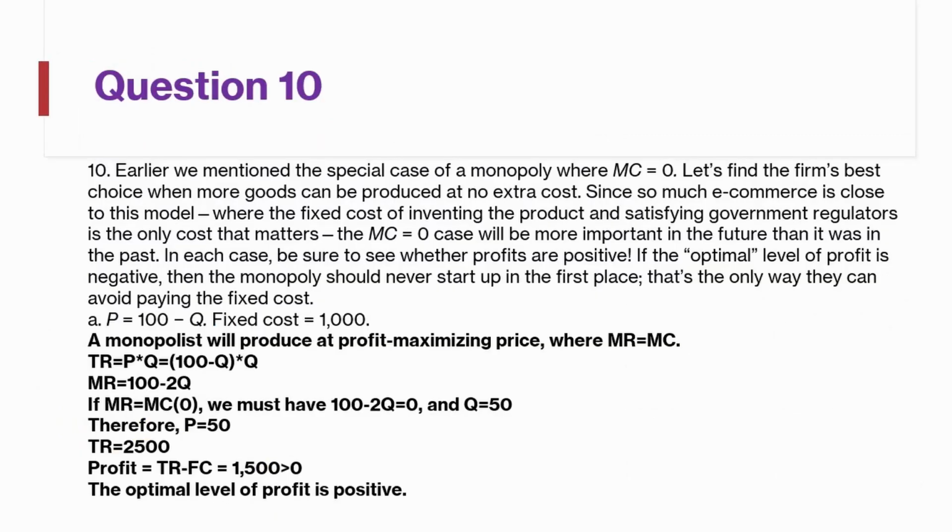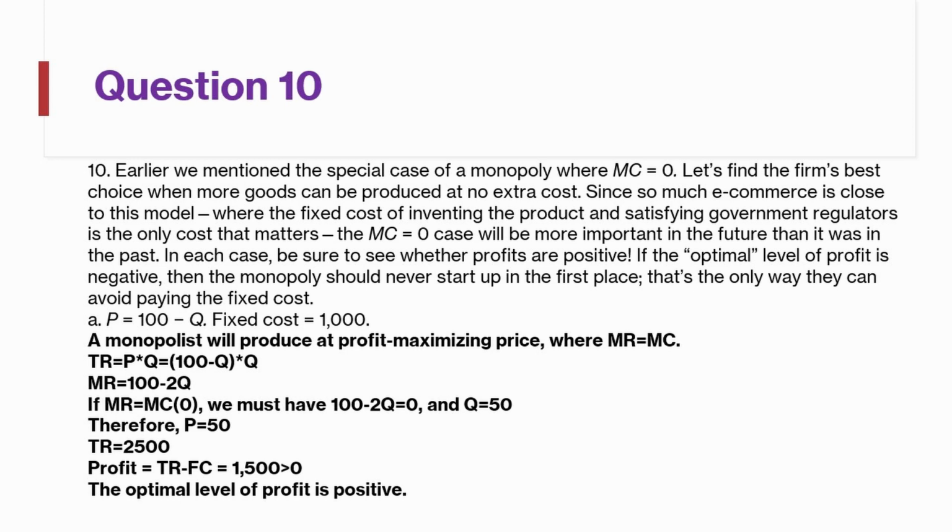For question 10, we want to look at a firm's best choice given the price formula as well as the fixed cost. For part A, we know that the price is equal to 100 minus quantity, and fixed cost is just $1,000. We know that a monopolist will produce at the profit maximizing price where marginal revenue is equal to marginal cost. In equating those two, we find that the quantity produced is going to be 50, and the price correspondingly will be 50. We have our total revenue of $2,500, and the profit will just be the difference between the total revenue and the fixed cost, since there is no marginal cost, and that will give us $1,500, and that is bigger than zero, and that means the optimal level of profit is positive.